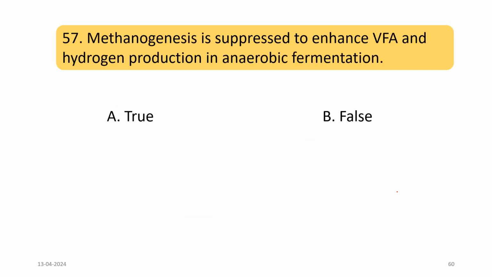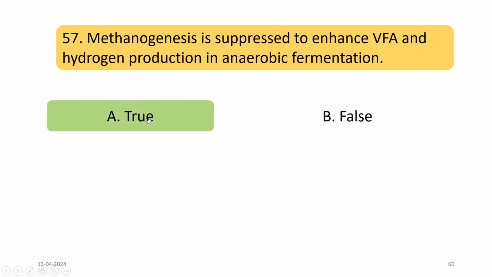Next, methanogenesis is suppressed to enhance VFA and hydrogen production in anaerobic fermentation. Methanogenesis means the production of methane. So this process is suppressed to enhance VFA and hydrogen production, which are produced mainly from the acidogenesis process. So the statement is true.